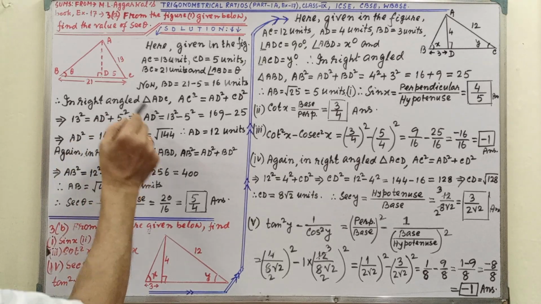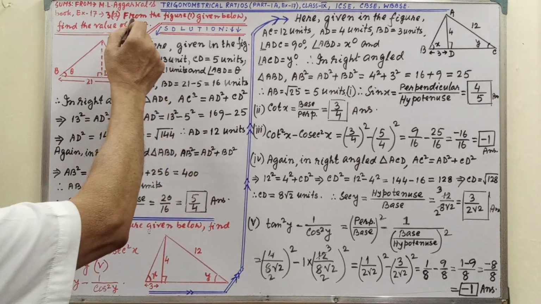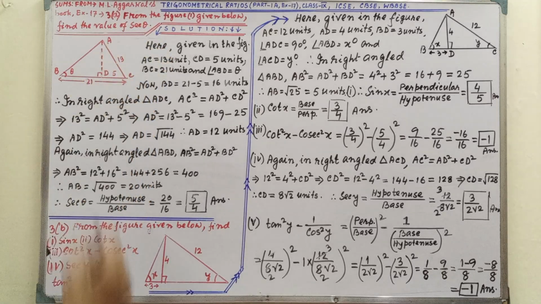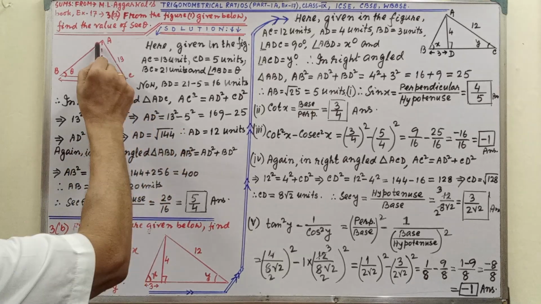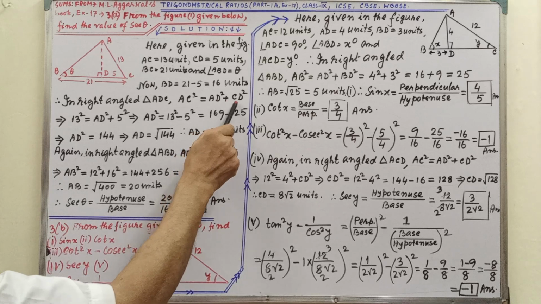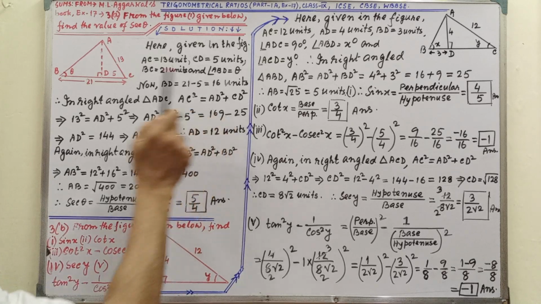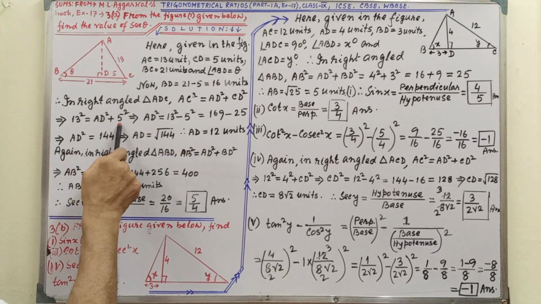Now in right angle triangle ADC, we have to find out the value of AD. Finally, we have to find out sec theta. But for getting sec theta, we have to find out the value of AD. That is, AD we will get in this way. ADC is a right angle triangle. Therefore, AC square equals AD square plus CD square, by applying the Pythagoras theorem that you have learned in class 7-8. Now AC is 13, AD is not given, CD equals 5.